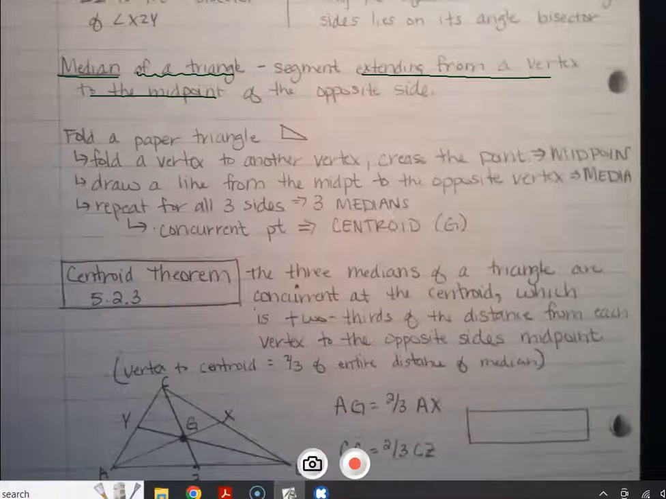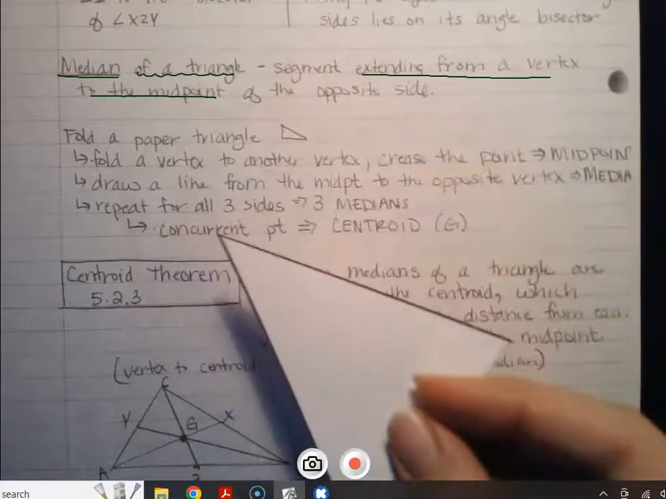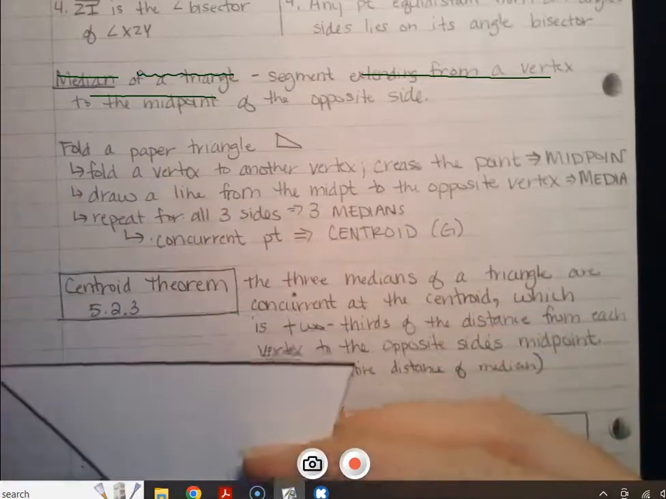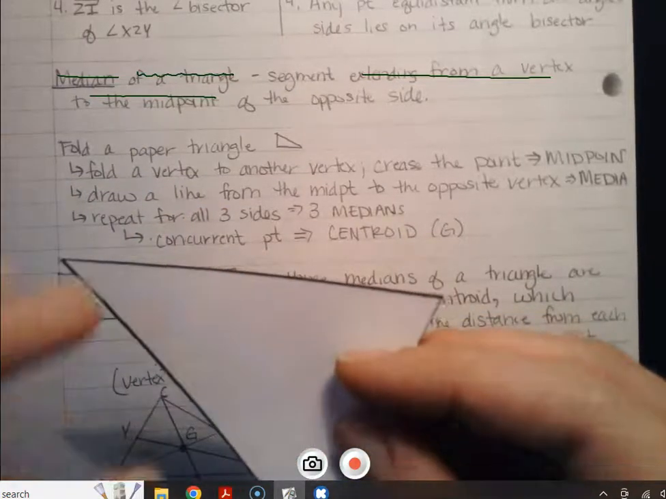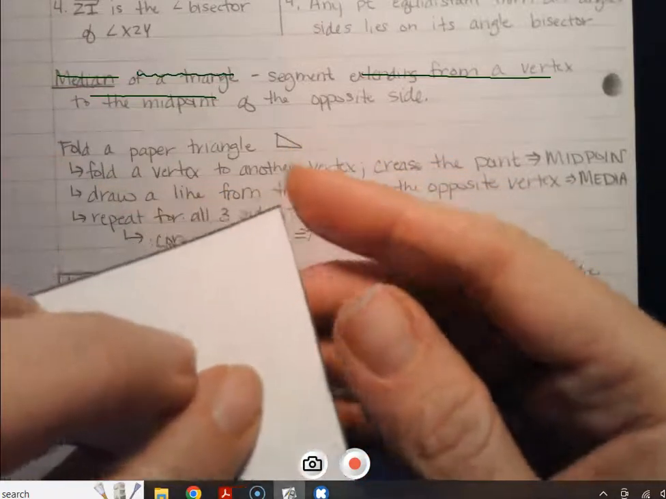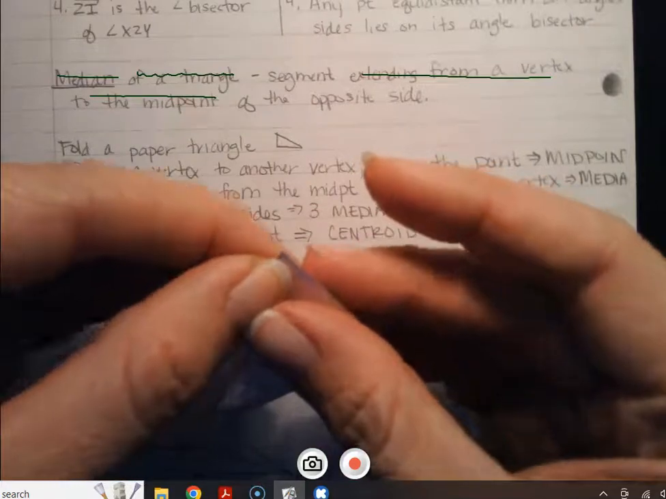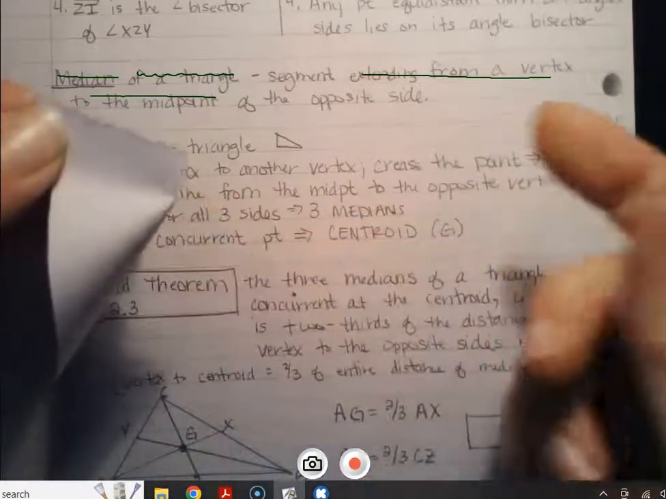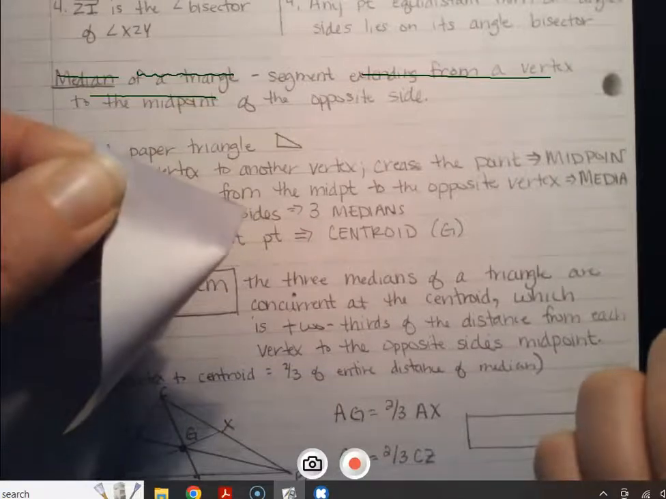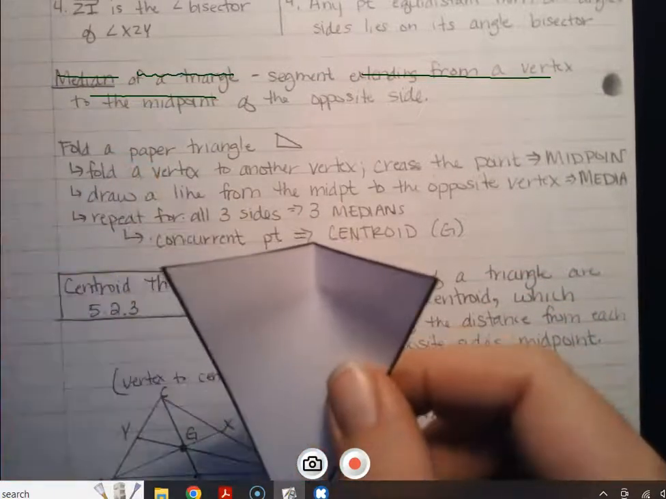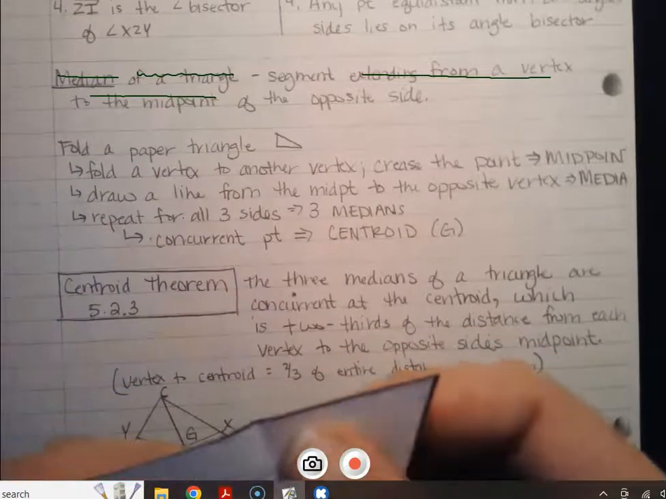So get your last triangle. Like I said, it's kind of a funny one. All right, so I've got my triangle. It says fold a vertex to another vertex and crease the point. Don't crease a line, you're just going to crease that point. That's the midpoint. So take a vertex and another vertex, fold them together and line them up, and just finger crease that point. You with me? That is your midpoint. You folded it in half, you got the middle.